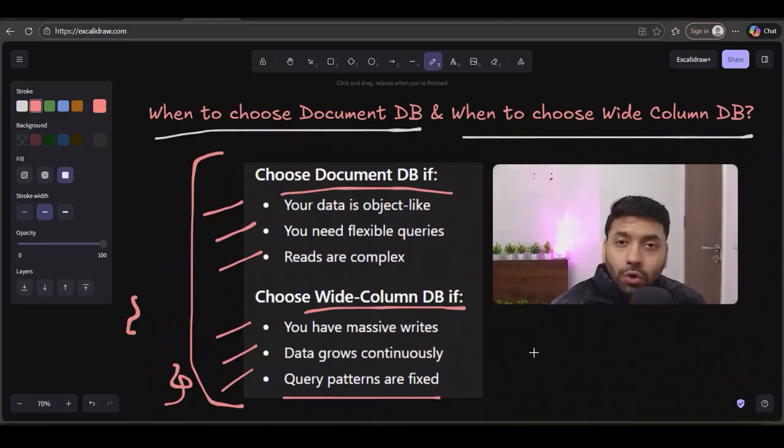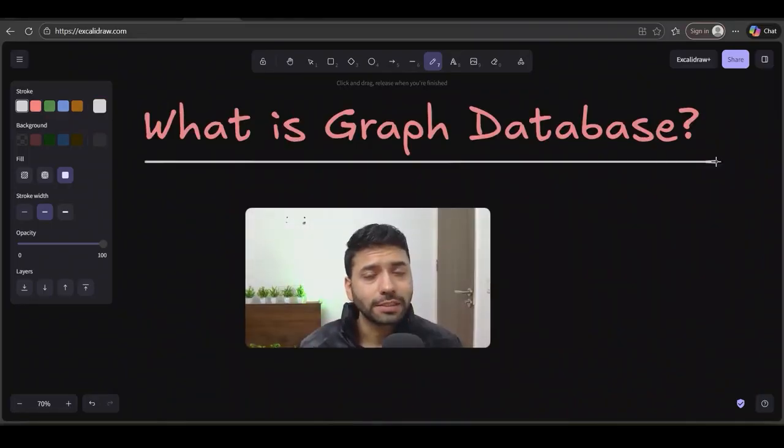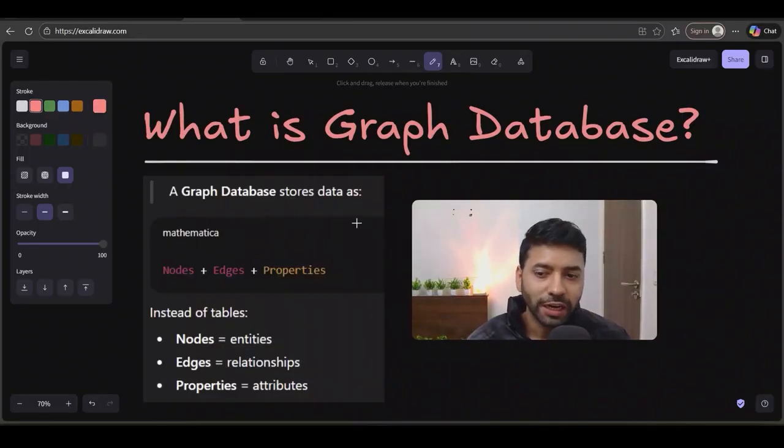Until now, we have covered in NoSQL database the key value database, document database, and wide column database. Next, let's discuss graph database in NoSQL. Okay, the first question that comes to mind when we talk about graph database is, what is graph database? So a graph database stores data as nodes, edges, and properties. You might have read about graph data structures when you read about data structures and algorithms, right? So we have nodes and edges in graphs. Similarly, in graph database, we have nodes, edges, and properties.